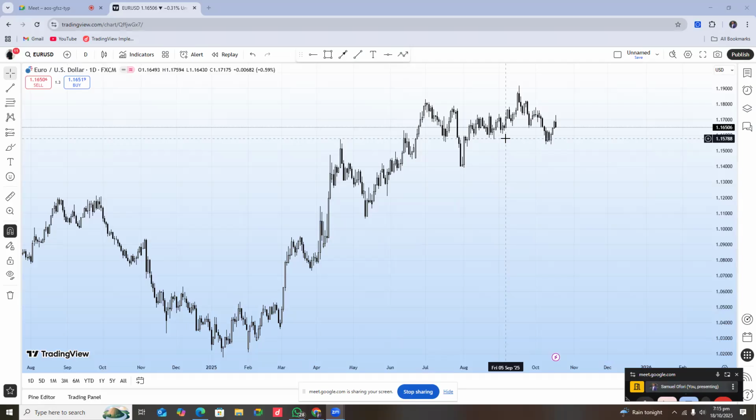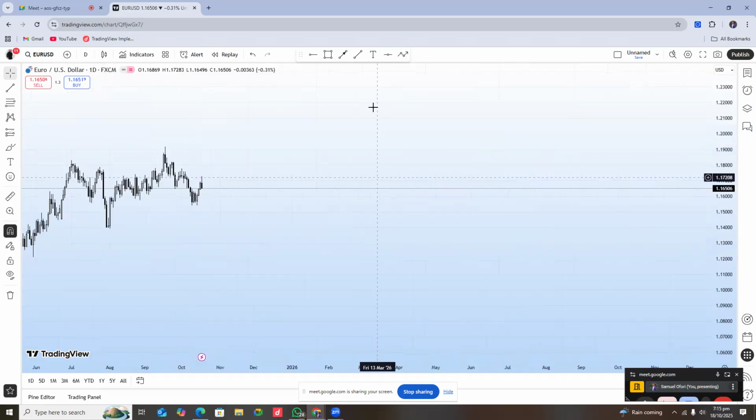Marking support and resistance should be the very basic thing that you should know. Okay, it is very simple. It is very simple. So I will start with the illustration again, and then we'll go back to the chart.